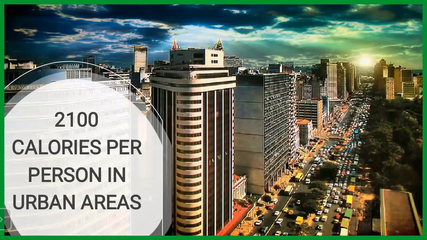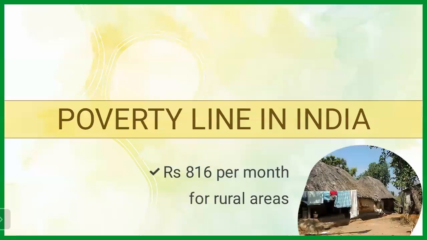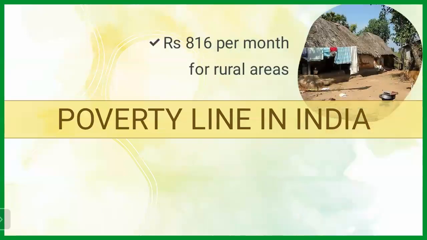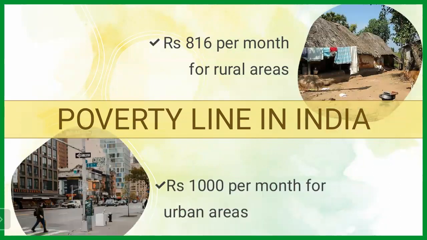Then the people living in urban area don't do much physical work, so the calorie requirement in urban area is less. Then to afford these calories, a monetary value is required, a minimum level of income. This minimum level of income is fixed, and it is called the poverty line. In India it is 816 rupees per month for rural area, and 1,000 rupees per month for urban area.